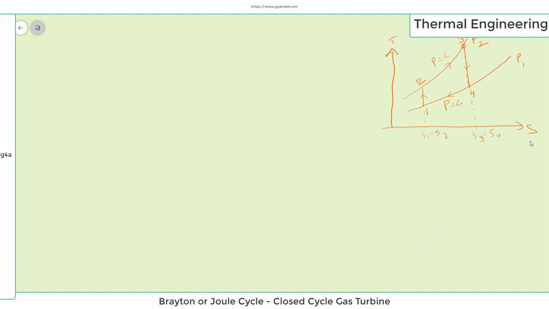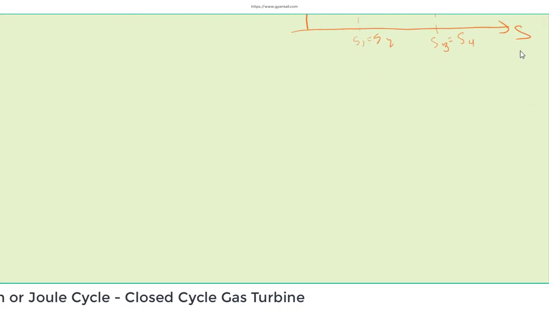So the TS diagram is more important, but at the same time you should know what will be the PV diagram. We will always deal with the TS diagram after this, but you should know what the PV diagram is. So in this diagram we got that the efficiency of closed cycle gas turbine is equal to 1 minus (T3 minus T2) divided by (T4 minus T1). And that is equal to 1 minus 1 by Rp to the power (gamma minus 1) by gamma. We can also write it like this, 1 minus 1 by (Rp whole to the power (gamma minus 1) by gamma). So this is the formula for efficiency of the Brayton cycle.